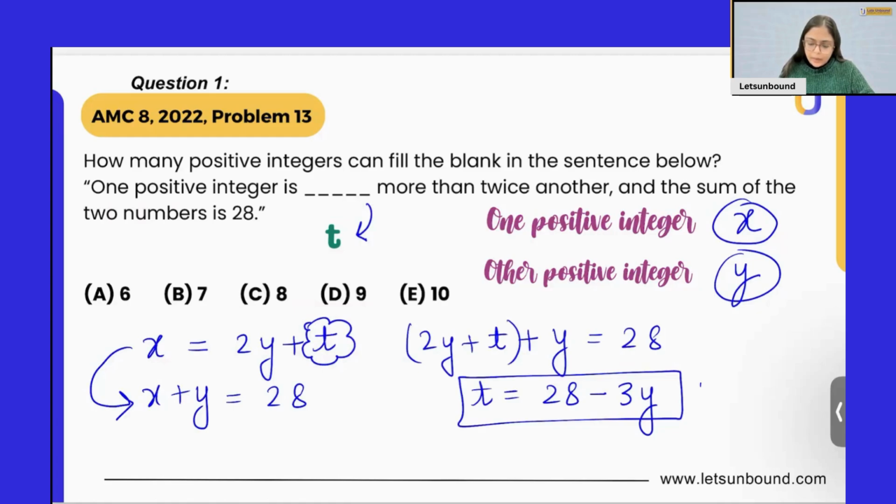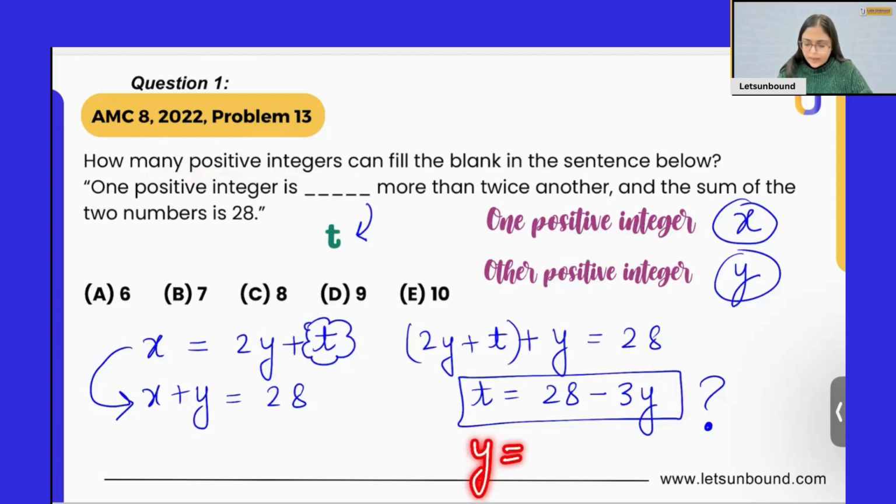Now, here comes the question. You need to think about those y's which will make this t a positive integer, because the question says how many positive integers. So don't forget this word positive. It's very important. Now, you might say that we can think about those numbers. Let's say y is 1. If y is 1, we get 28 minus 3, and that gives you 25. So 25 is a positive number, and that's fine. If I take y equal 2, I will get 28 minus 6, which is 22, again a positive number, right?